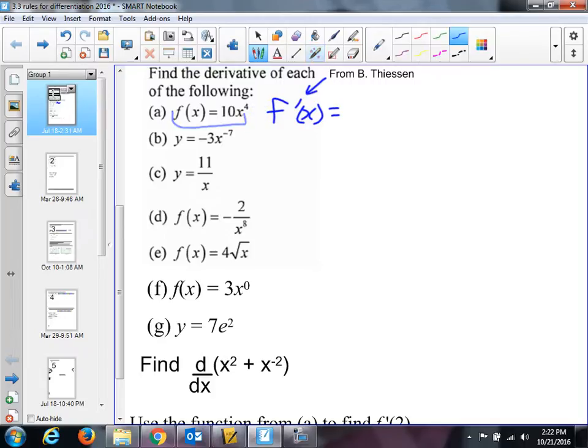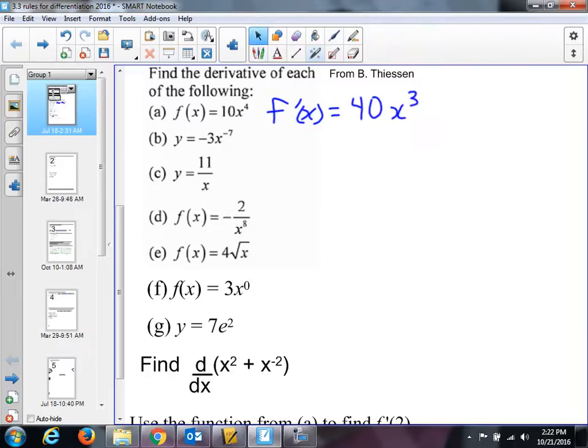So according to that rule, whatever you have as the exponent, in this case 4, you bring it out in front and multiply it. So 4 times 10 is 40x, 4 minus 1, x cubed. Can you imagine doing this one in the limit expression, f of x plus h, where you'd have 10 times x plus h to the power of 4 minus f of x, 10x to the 4, all over h, limit of h approaching 0? It would be a lot of work. You'd get the exact same answer in the end though. Now you see what I'm talking about, the shortcut? Okay.